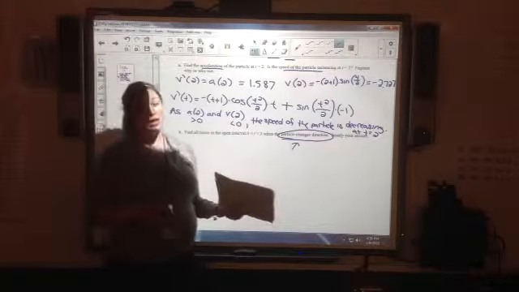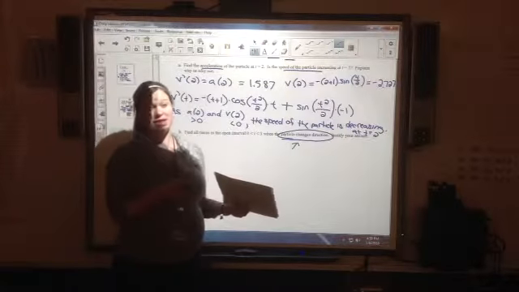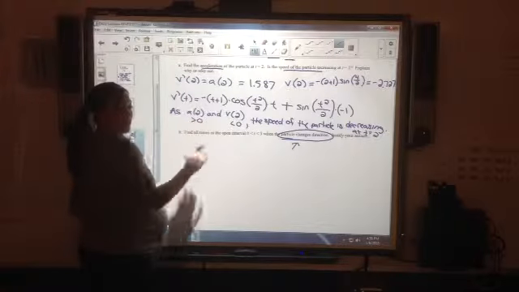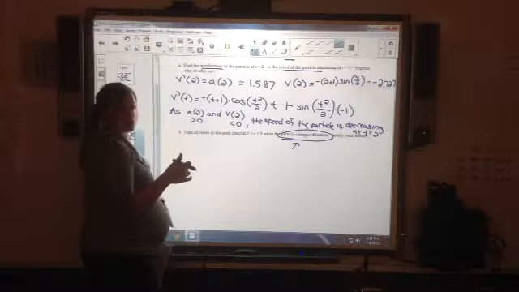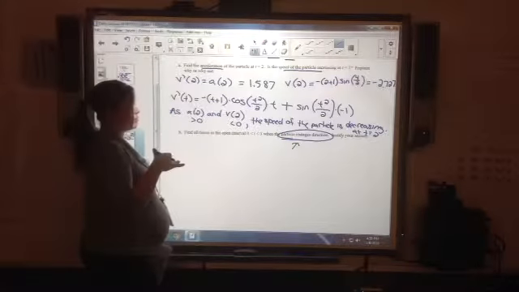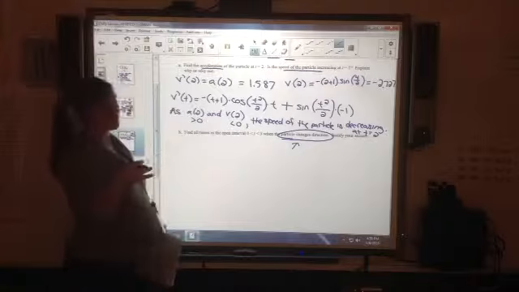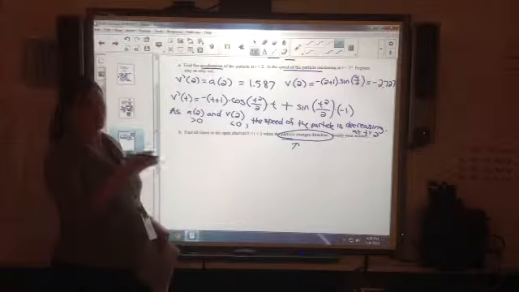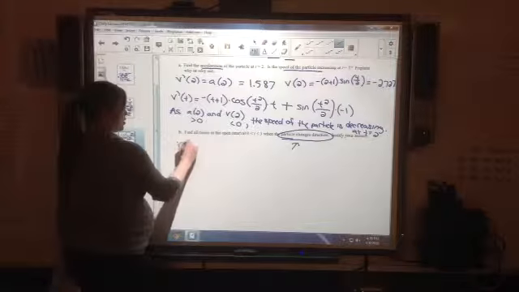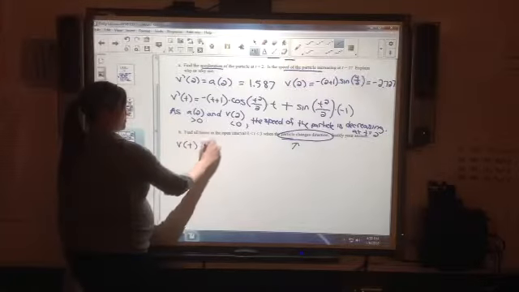Because if velocity is positive, you're moving to the right. If velocity is negative, you're moving to the left. So the places where it would change would be where the velocity is 0. To go from negative to positive or positive to negative, you need some crossover between negative and positive. It would be 0 somewhere. So what I'm going to do is set velocity equal to 0.